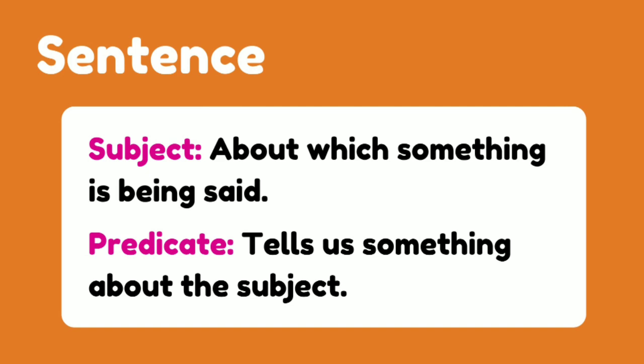The main parts of a sentence are the subject and the predicate. Subject: about which something is being said, or what the sentence is all about. Predicate: tells something about the subject. It adds information about the subject.